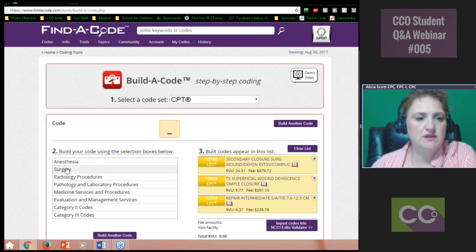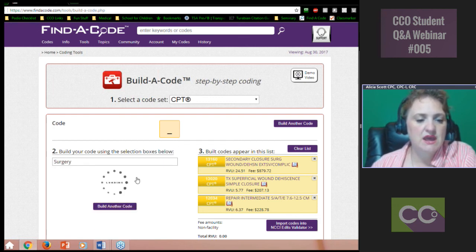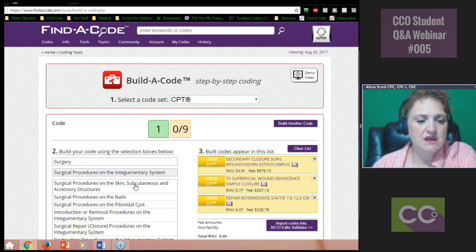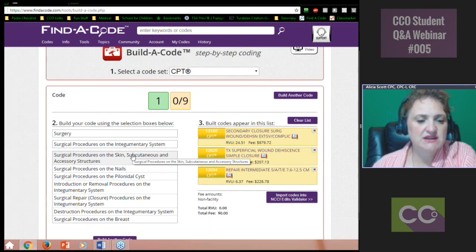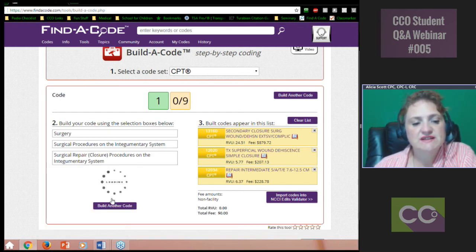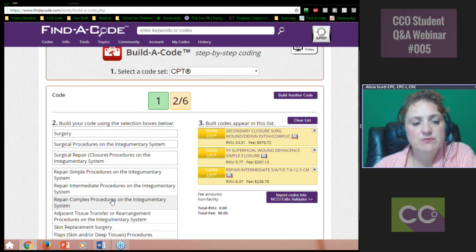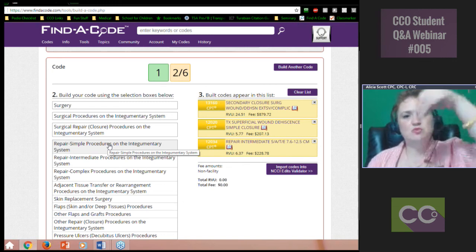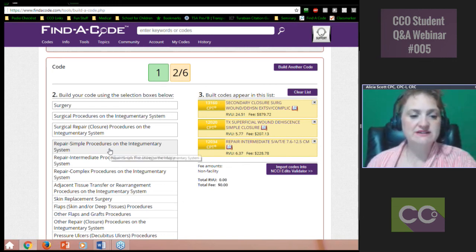Okay, so we did surgery, and we knew we were doing the integumentary system, and surgical procedures of the skin and subcutaneous. Well, surgical repair or closure. We're going to look at that, but that's not going to give us what we want really. Simple. We wouldn't classify this as simple. Simple is just a whip, whip, whip, whip, right? This is more. They had to debride and everything. So this would be at least intermediate.